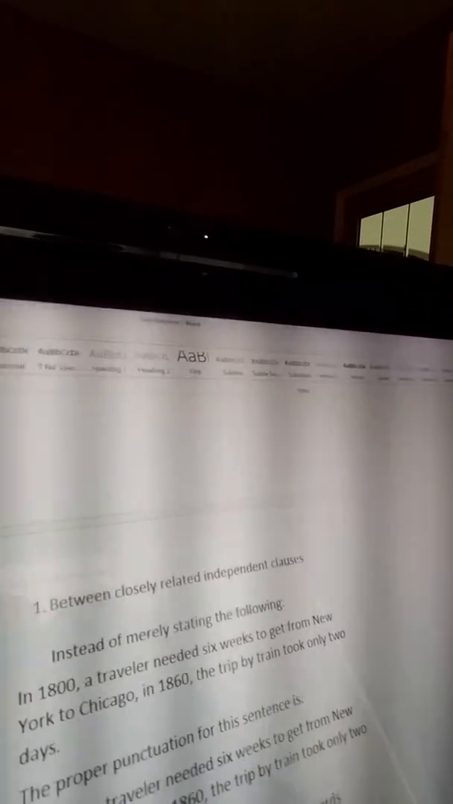independent clauses. Instead of merely stating the following, I'm going to read it from the screen as I switch the camera to the screen. Instead of merely stating, in 1800, a traveler needed 6 weeks to get from New York to Chicago, in 1860, the trip by train took only 2 days. The proper punctuation for this sentence is, in 1800, a traveler needed 6 weeks to get from New York to Chicago; in 1860, the trip by train took only 2 days. As you can see, the comma between the word Chicago and in is replaced with a semicolon.